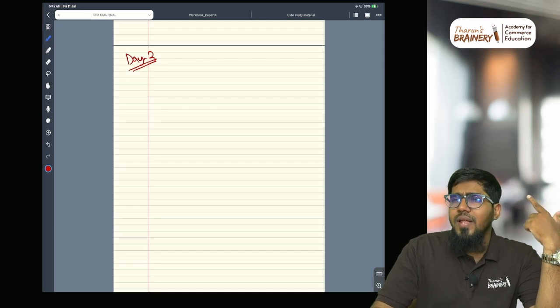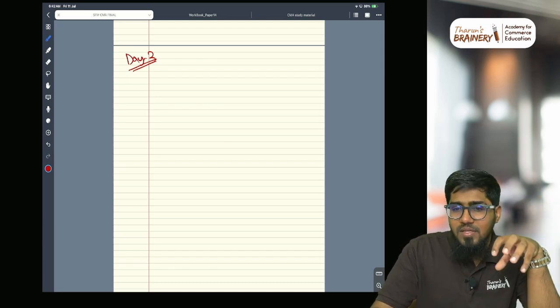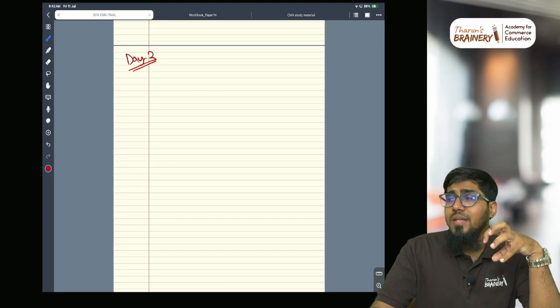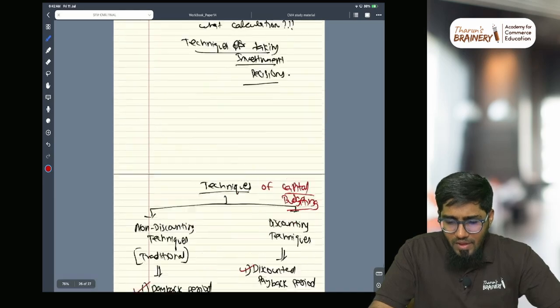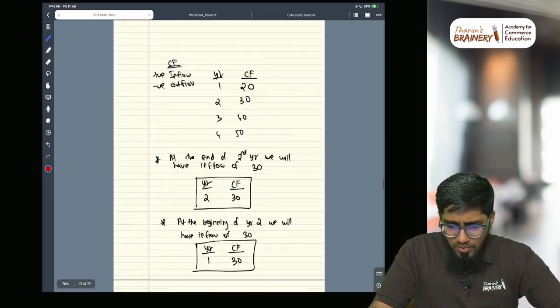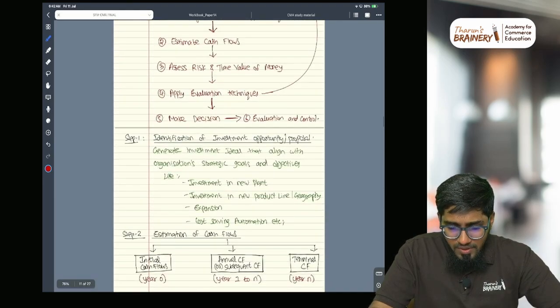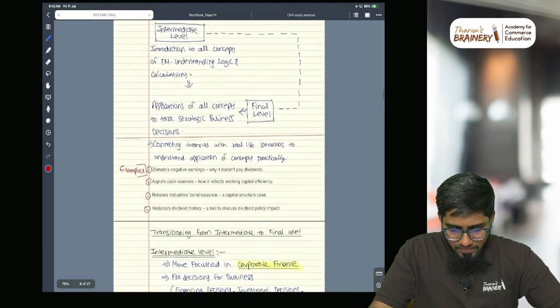Sir, what is core finance? Core finance means finance related to equity, debt, stock market, capital markets. So the finance related to capital markets is the major focus area of CMA final. I will just show you how we are going to bridge the gap between inter and final.